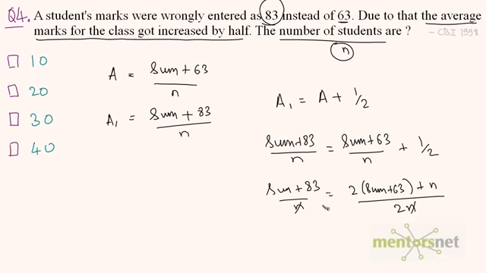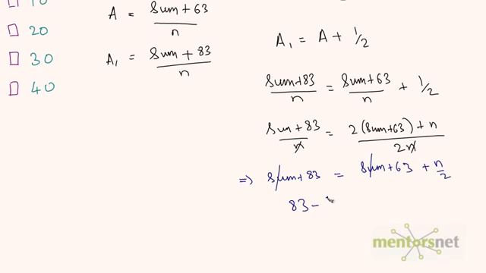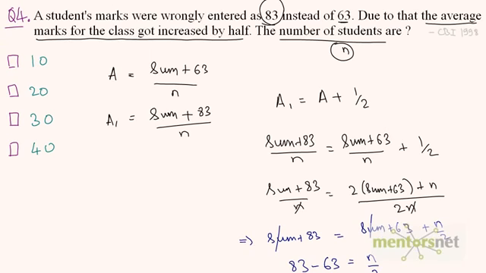So this n and this n get cancelled out. This can be written as sum plus 83 is equal to, we can divide this term by 2, so 2 and 2 get cancelled out, sum plus 63 plus n by 2. This sum and this sum get cancelled out. This can be written as 83 minus 63 is equal to n by 2. Therefore 83 minus 63 is 20. Therefore n is equal to 20 times 2, which is 40. So there are 40 students in the class.